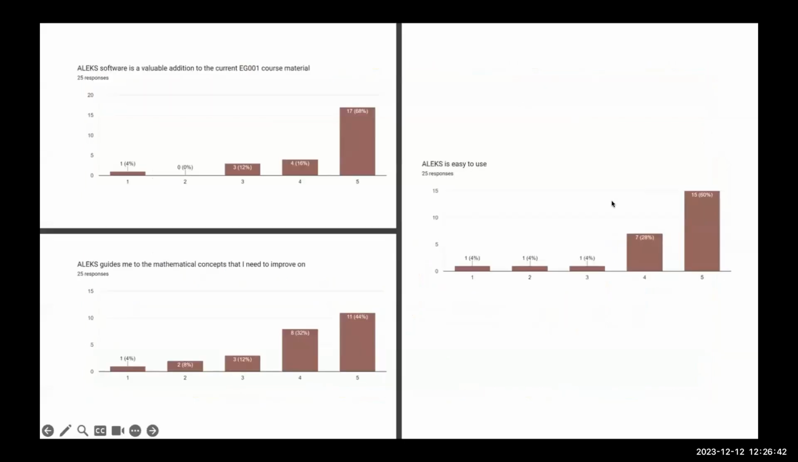And when we went at the end to collect some feedback, 68% said the Alex software was valuable, that it guides them to mathematical concepts that they need to improve on. Also, we had 44, basically 80%, saying that that was good. They agreed or strongly agreed. And it's easy to use, which is another thing, because if it's not easy to use, people won't spend time doing that. And that went very well.